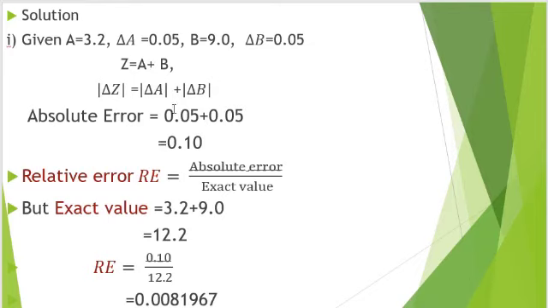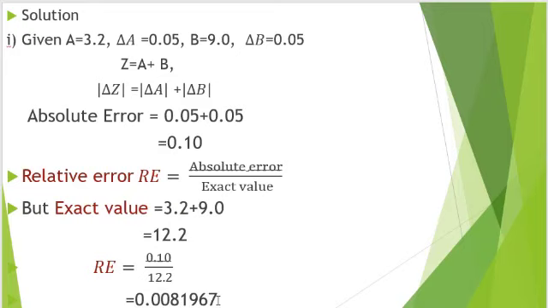Then we substitute in to get the absolute error. The change in A is 0.05 plus change in B 0.05. The answer is 0.10. Then relative error is absolute error over the exact value. We've already got the absolute error, now we need the exact value. Since we are dealing with addition, we shall just add those two terms, A plus B, 3.2 plus 9.0, which is giving us 12.2. Then we substitute in the formula, 0.10 over 12.2, which is taking us to 0.0081967. That is the end of our Roman 1.